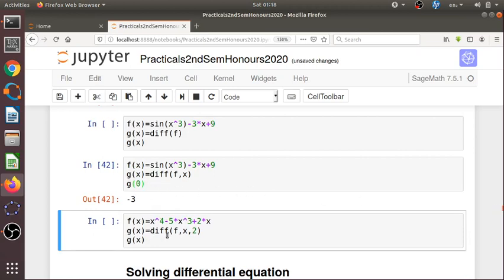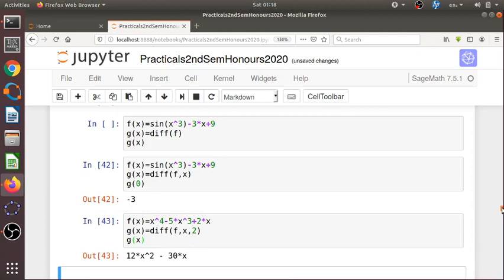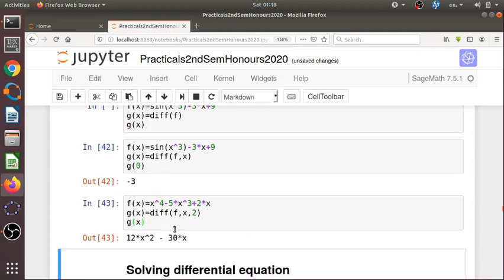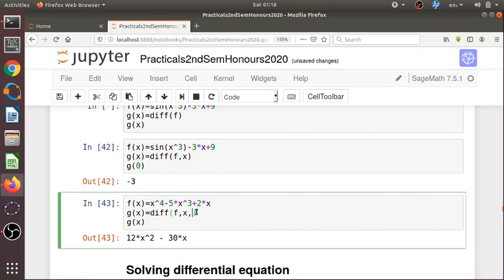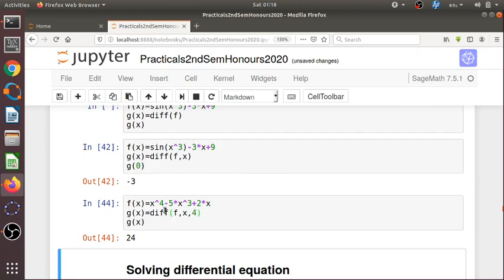Suppose I want to differentiate twice. Then g(x) is diff(f, x, 2), where the 2 represents differentiating two times. So we are finding the derivative twice. It's 12x square minus 30x, as you can verify. Suppose I want to differentiate it 4 times. It's a polynomial of 4th degree, so its fourth derivative will be the leading coefficient multiplied by factorial 4. Here you see it's 24. That way we can find the successive derivatives.